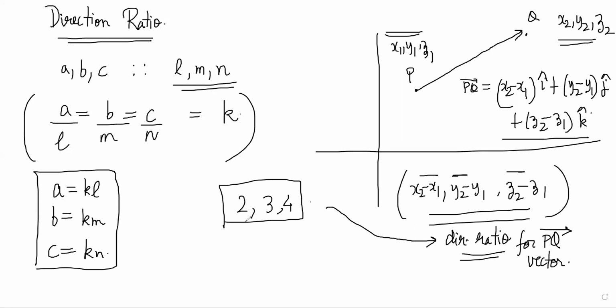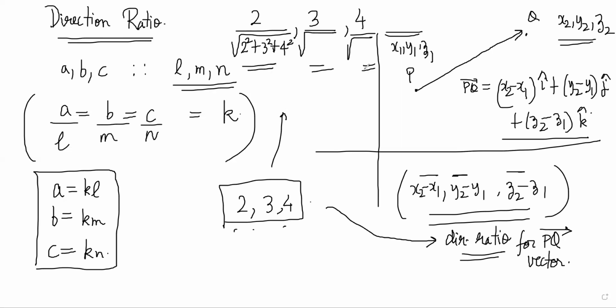So from here, if you are given direction ratios, you can easily find direction cosines. You can just divide each of them by root over 2 square plus 3 square plus 4 square. That means the final numbers that you will get will be proportional to 2, 3, 4 because you're dividing by the same quantity. And the squares of these numbers will add up to 1. So these will be your direction cosines. So you can interconvert from direction ratios to direction cosines.